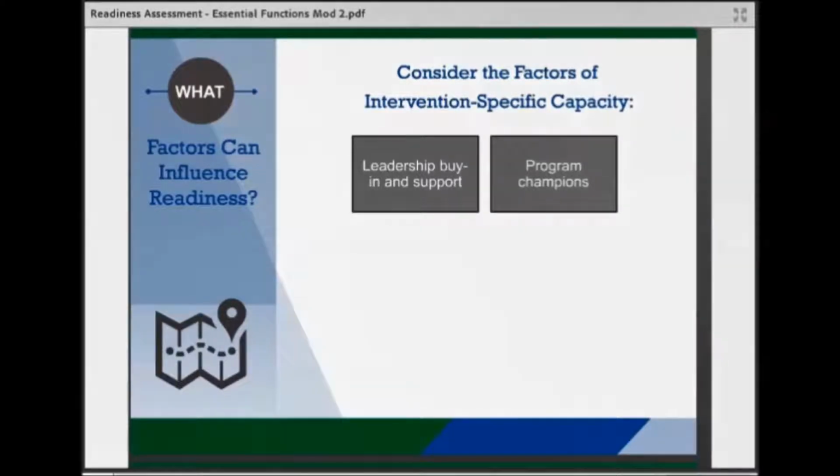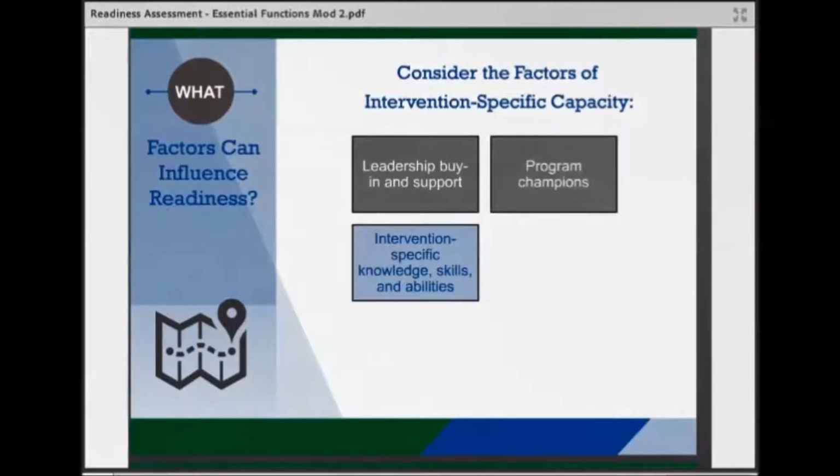Program champions. Are there highly visible stakeholders that have knowledge of the intervention and can gain support for moving forward with implementation of the intervention and sustainment of it over time? Intervention-specific knowledge, skills, and abilities. Does the organization have the right staff with the right skills to do the work?